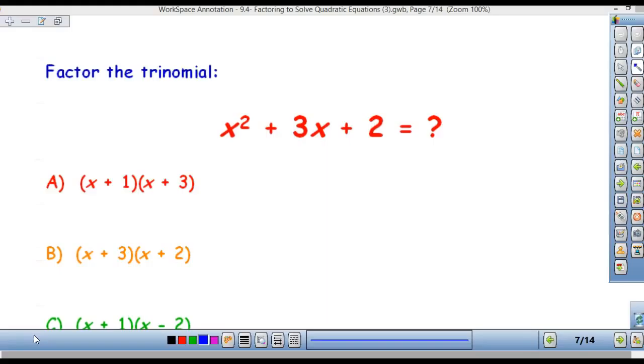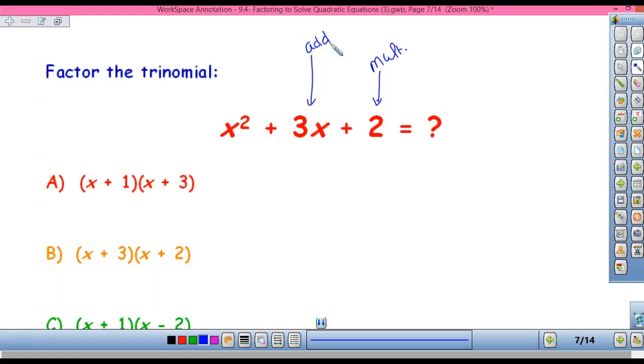Okay, what we are doing today is exactly like what we did yesterday, only now, instead of them giving you the factors and you setting them equal to 0, you have to find the factors. So if you remember, to do the factors, the second part of your factor had to multiply to the last number, and it has to add up to the middle number.